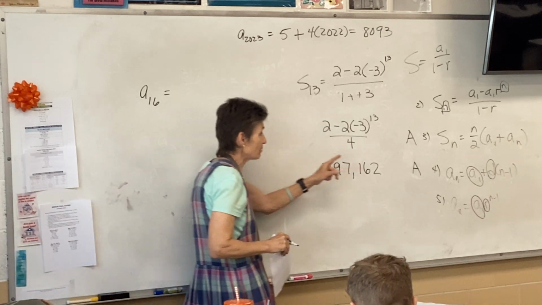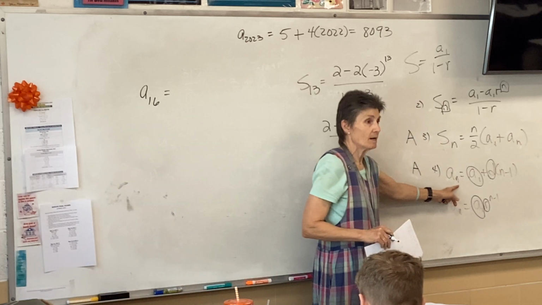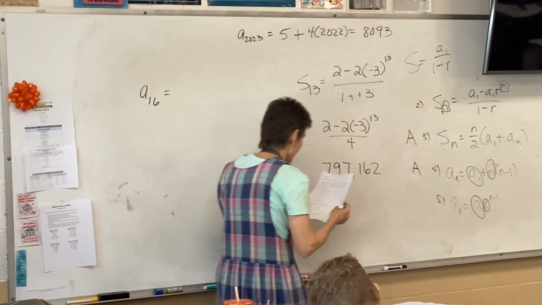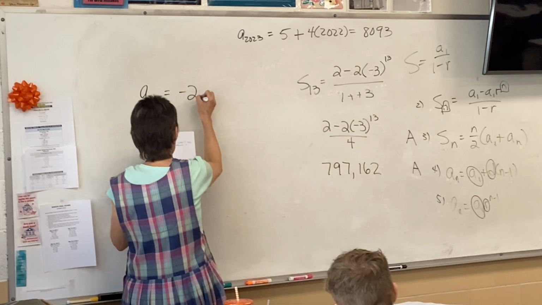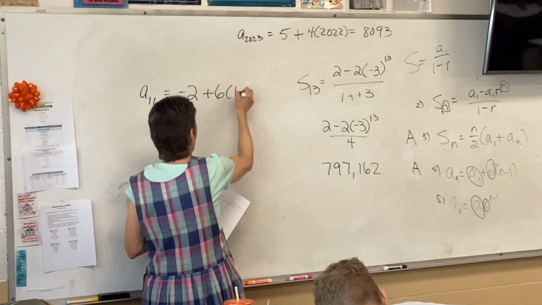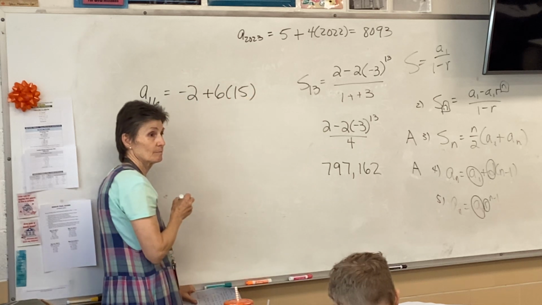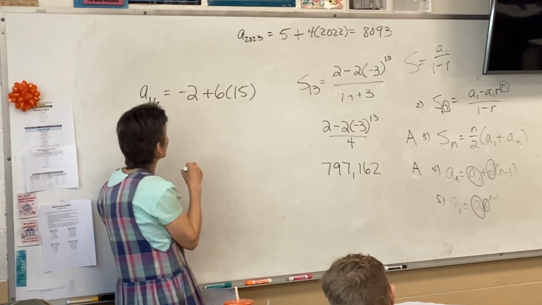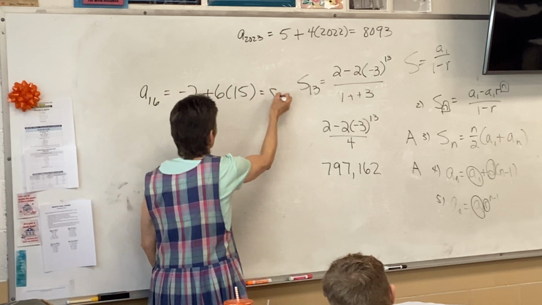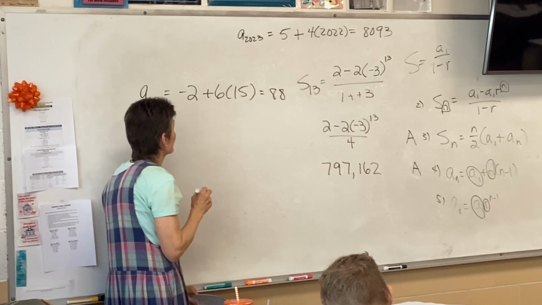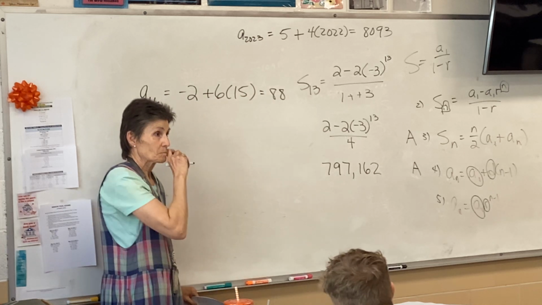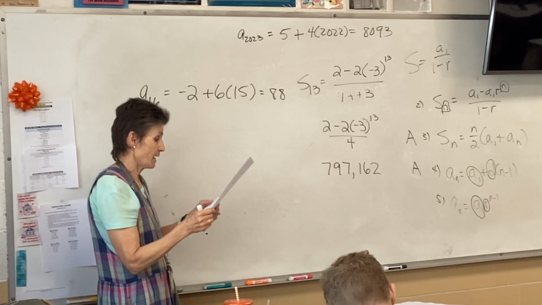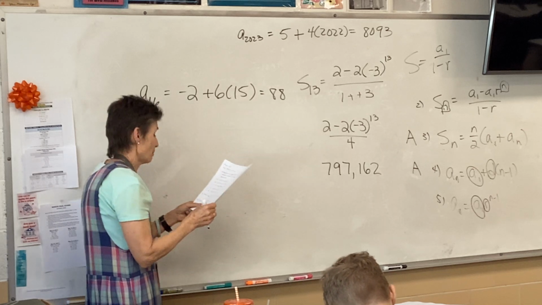So if it's arithmetic, it's that formula right there. So a sub 16 will be -2 plus 6 times 15. Good? And what is that? Is that 88? Someone nod, I did that in my head, could be wrong. Got it? All right, number 3.